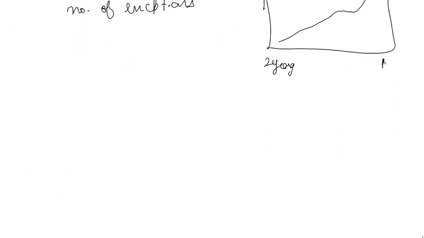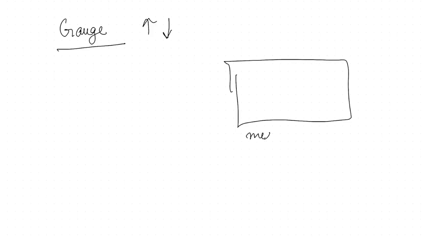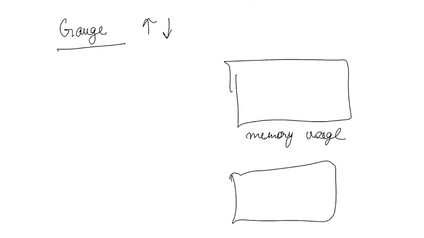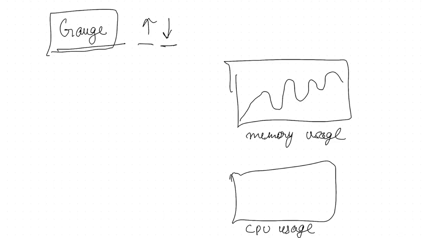The second type is a gauge. And the difference between a counter and a gauge is, gauge is used to track something that can go both up as well as down. A good example is the memory usage on your system, or the CPU usage on your system. This number can go up, it can go down. So if there is something that can both increase and decrease, you store it in a gauge. If there is something that can only go up, you store it in a counter.